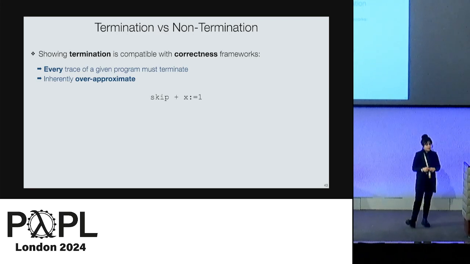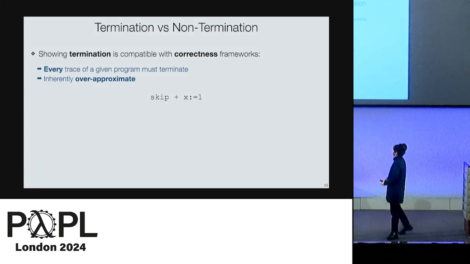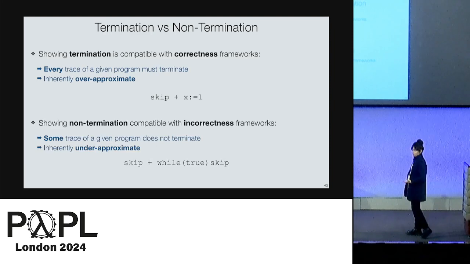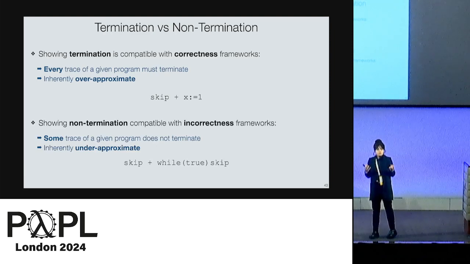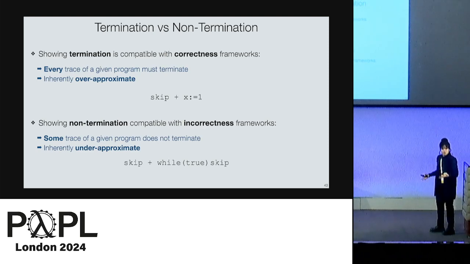And that's inherently an over-approximation problem, because you have to show that every trace of the program terminates, right? So if I have a program like this with multiple branches and I want to show it terminates, I have to show that every branch of the program terminates. On the other hand, showing non-termination is an inherently under-approximate problem. If you want to show that your program doesn't terminate, it's sufficient to show that some branches don't terminate, not all branches, right? So if I have this program, again, 2 branches, the left-hand side is skip, and this is while true do skip, it's sufficient to show, well, of course, this branch doesn't terminate. And this power of dropping branches and doing under-approximation comes really handy here.